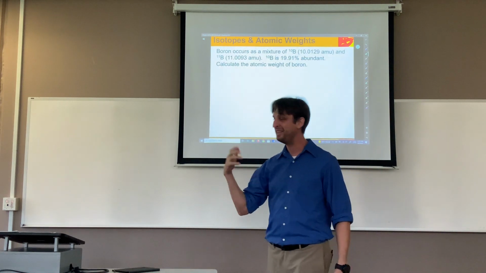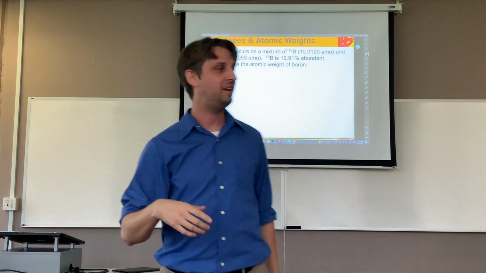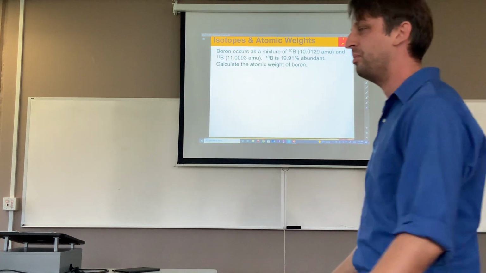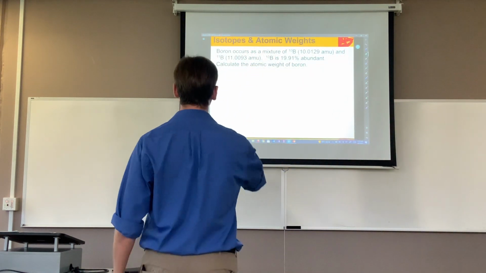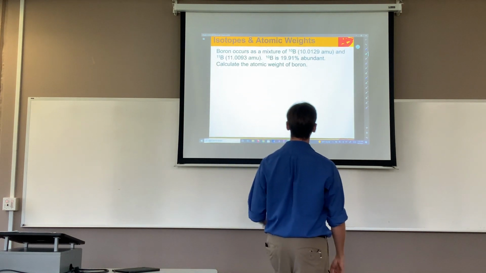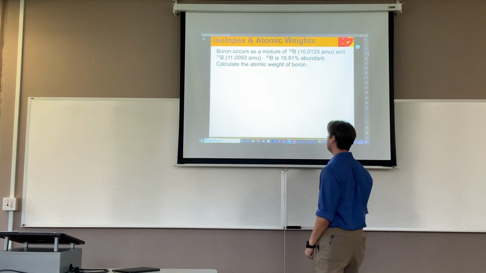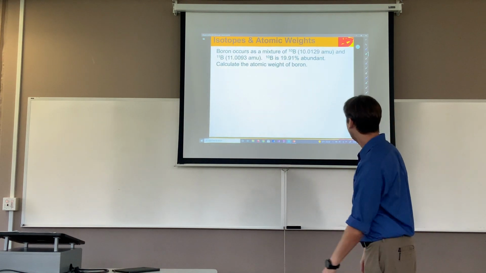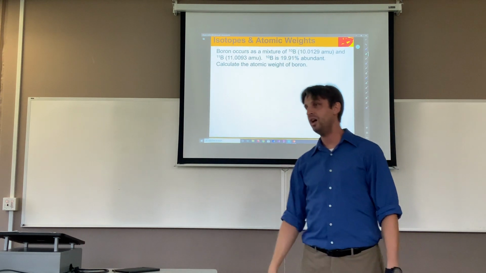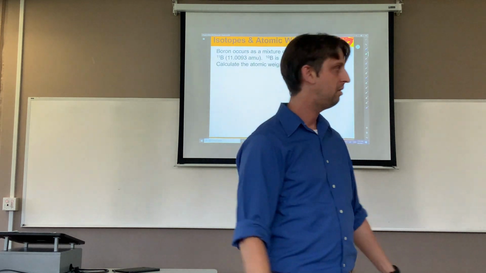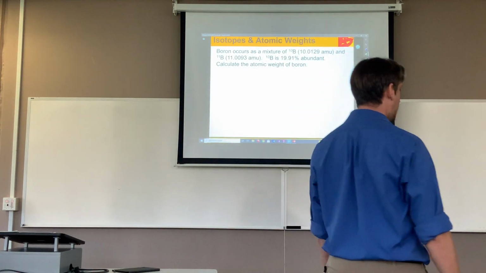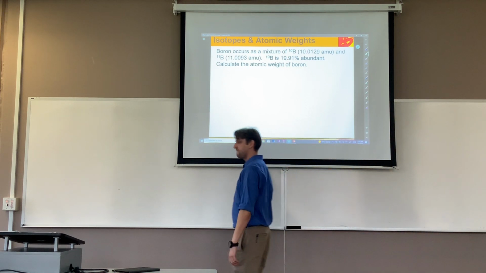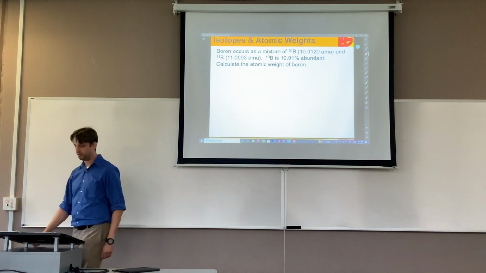Okay. One of these typical questions, got it? Calculate the percent abundance of something. Calculate the isotopic mass of something, those kinds of things. Boron occurs as a mixture of boron 10, and I give you a mass, and boron 11, and I give you a mass. Boron 10 is 19.91% abundant. Calculate the atomic weight of boron. The atomic weight or the atomic mass, either way.